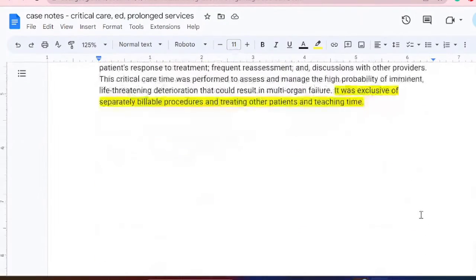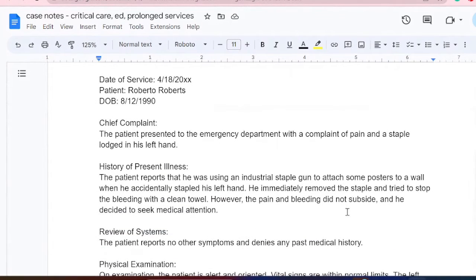Now, when we go ahead and look at this next patient here, our next patient was an emergency department visit. Okay. So this is a patient who came in. This is a more straightforward example, I would say. Patient came in, they had a staple lodged in their left hand.